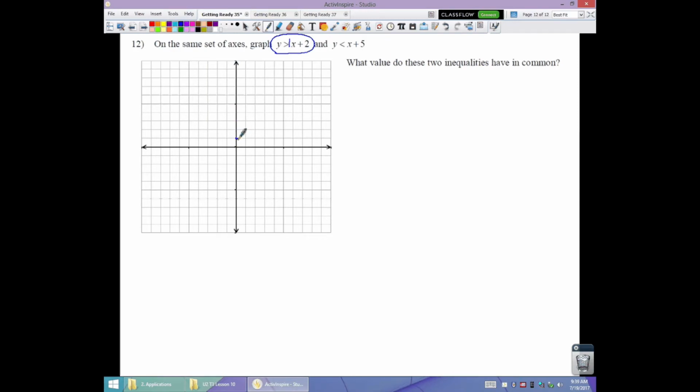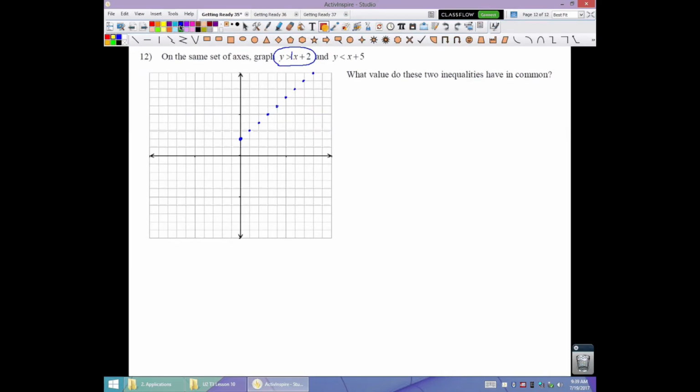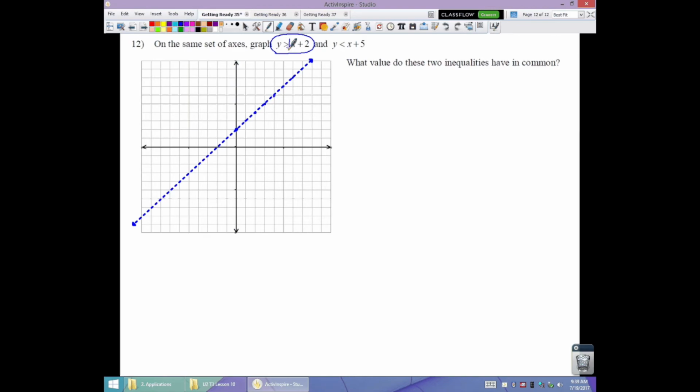Did that backwards. The y-intercept is 2, the slope is 1. So rise 1, run 1. Rise 1, run 1. Rise 1, run 1. Until you feel like you can graph an accurate line. This line will be dashed because it's just greater than. And again, it's already in slope-intercept form, so we can trust this sign. The greater than tells me to shade everything above this line.